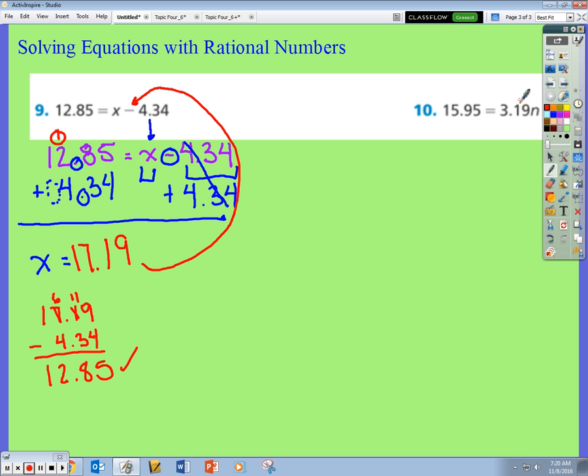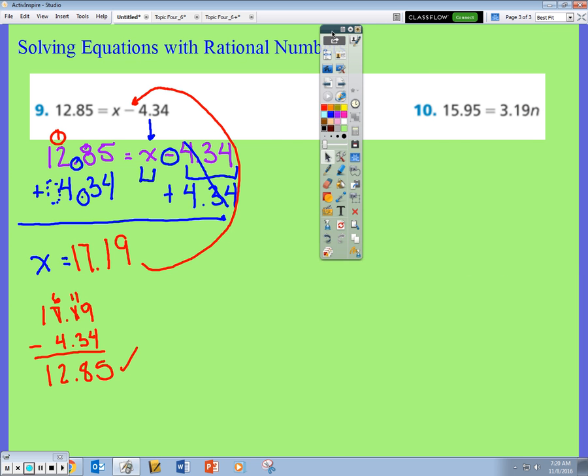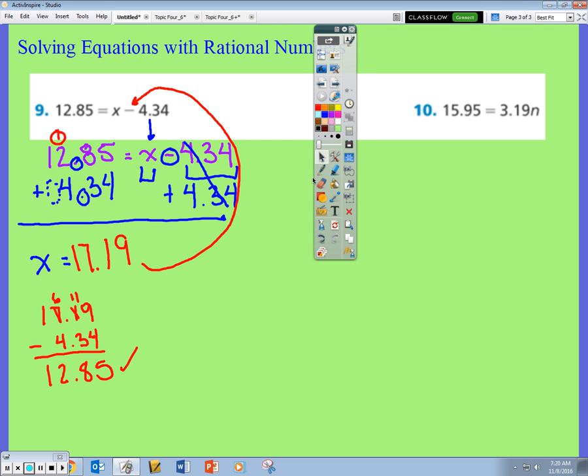I'm happy. All right, last one. And again, feel free to pause the video. We have 15 and 95 hundredths is equal to 3 and 19 hundredths times n. I have one term on each side of the equation. There is no addition or subtraction. I don't see any operation sign. All I see is a number right next to a variable. I see this rational number, 3 and 19 hundredths, next to the variable.